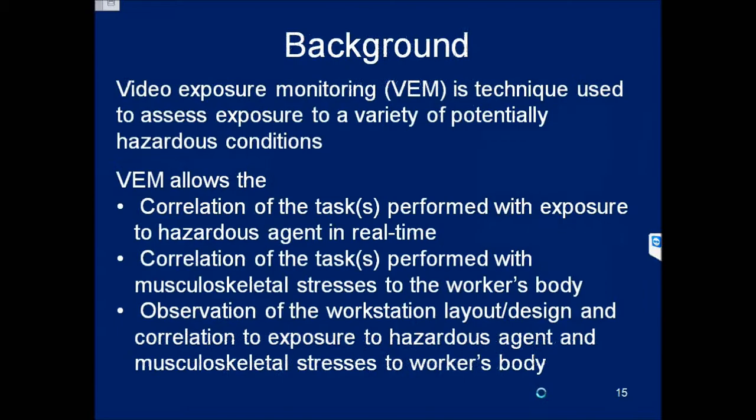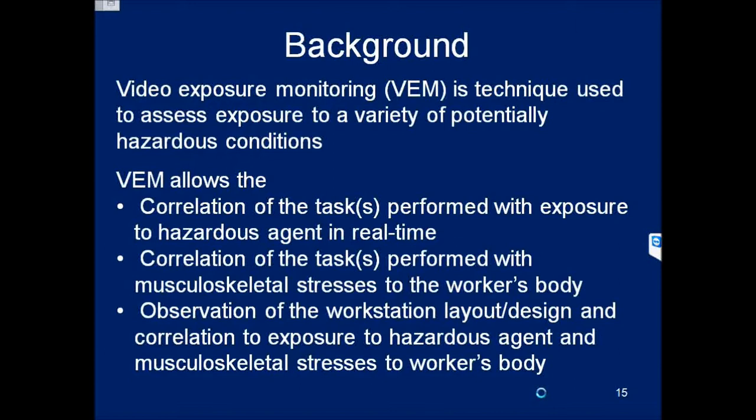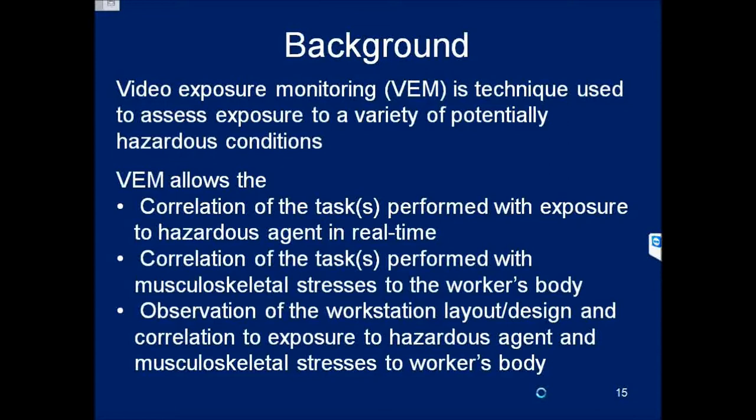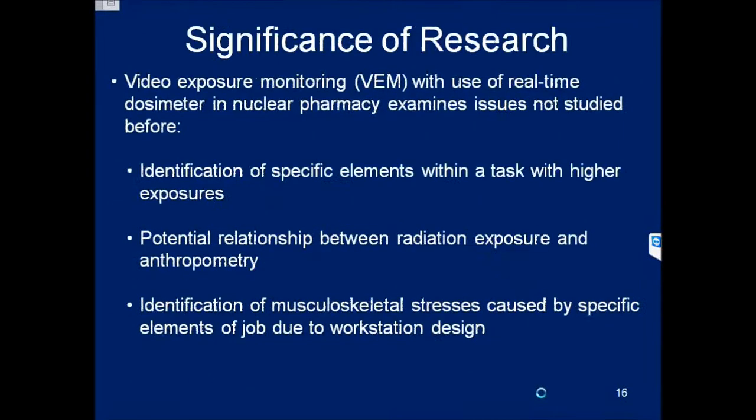And so the significance of what I've done is that video exposure monitoring, as a method, examined issues not studied before in any of the research that I was looking at. I was able to identify specific elements within a task with higher exposures. I've developed a potential relationship between exposure and anthropometry, and I identified the musculoskeletal stresses caused by specific elements. And I've integrated it to redesign a new workstation.